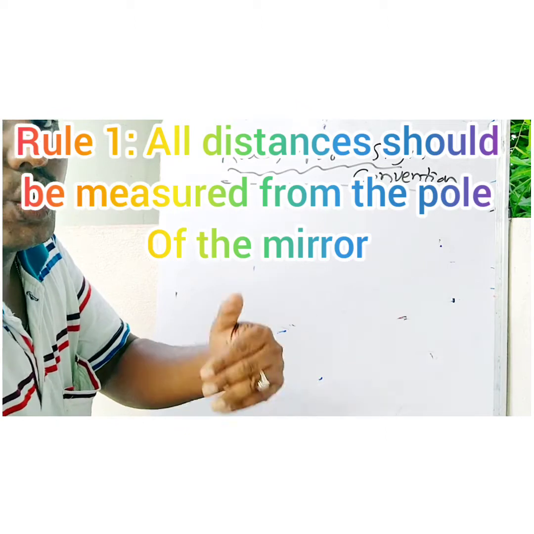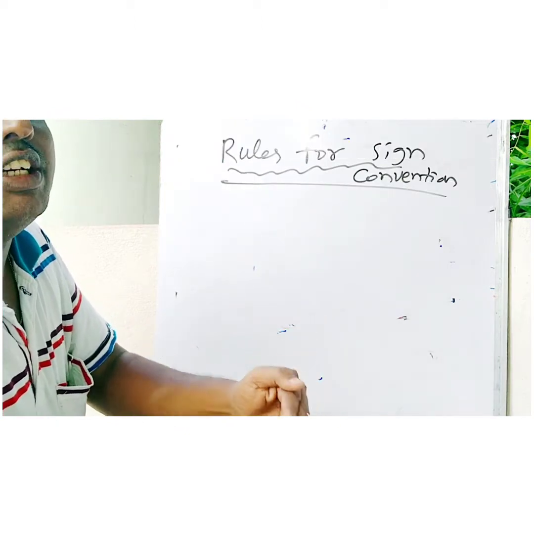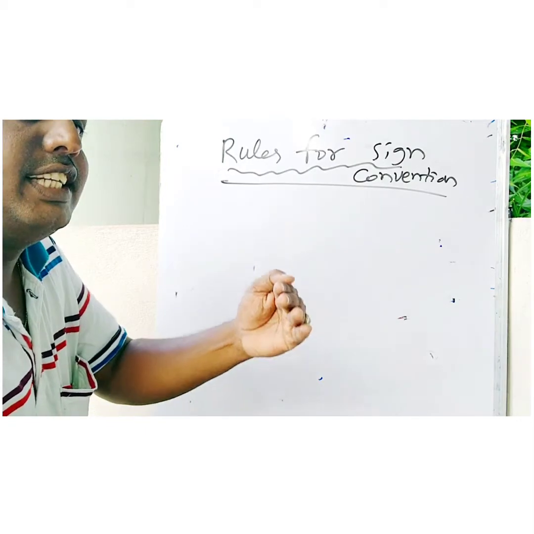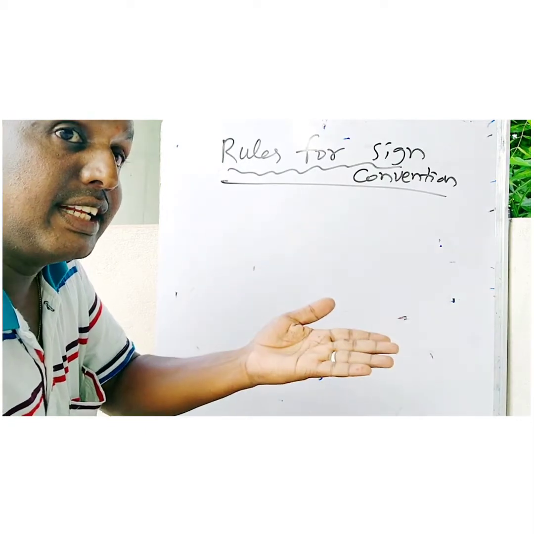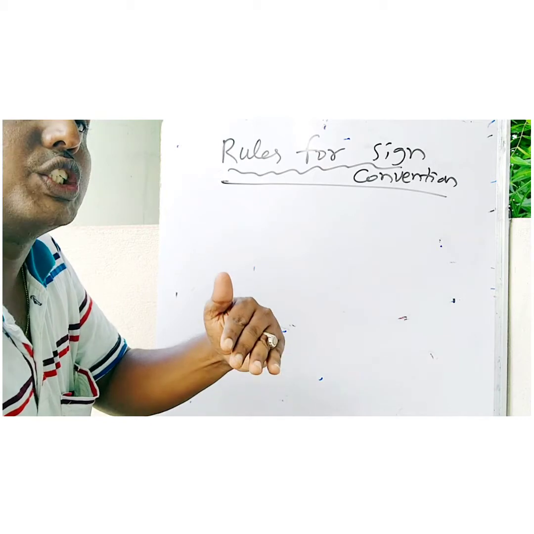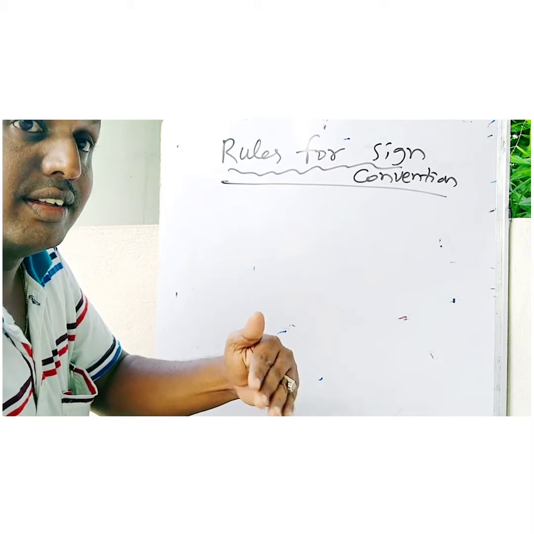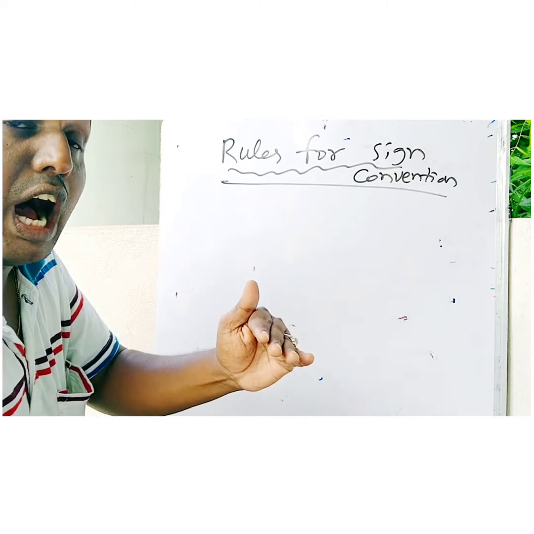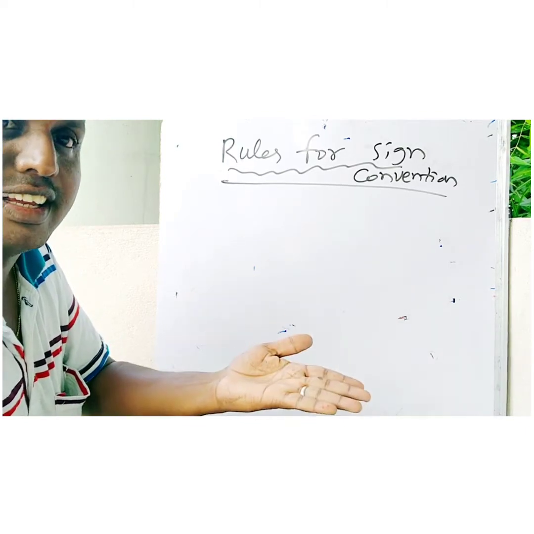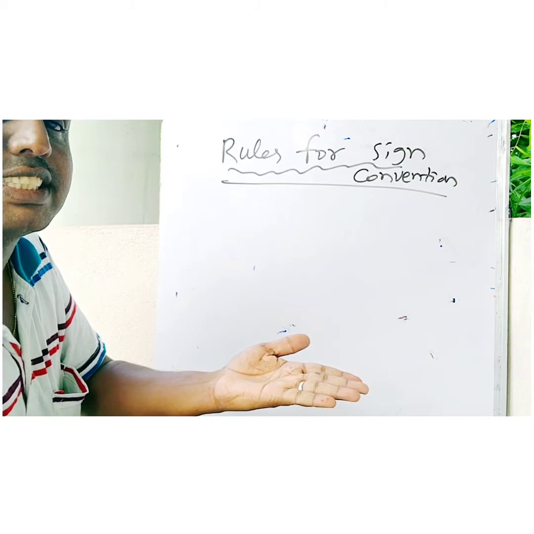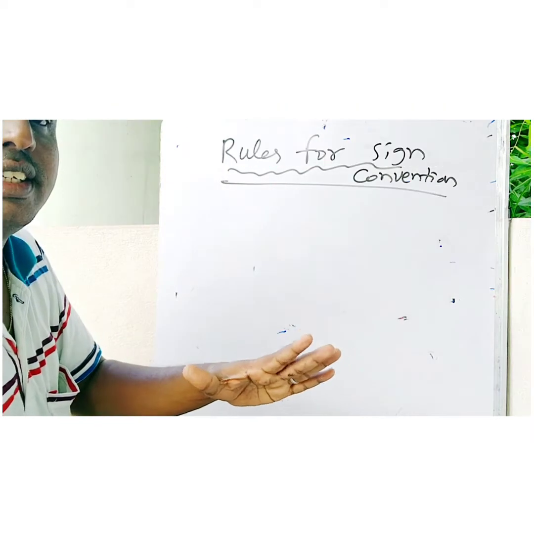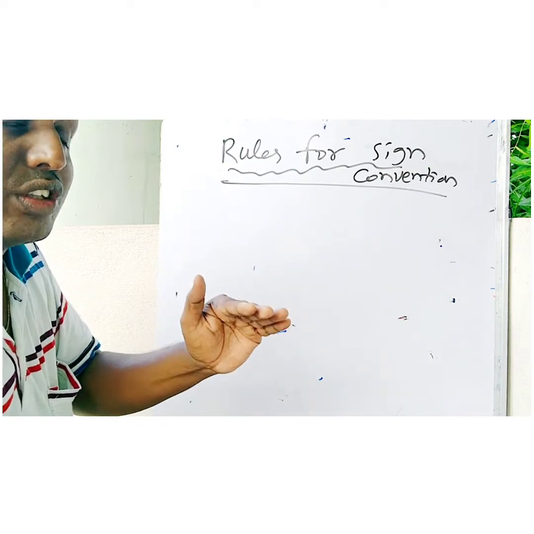Rule 2: if the distance measured is in the direction of the incident ray, then it is taken as positive. Otherwise, if the distance measured is in the opposite direction of the incident ray, then it is taken as negative. I will explain again by using a figure also, don't worry.